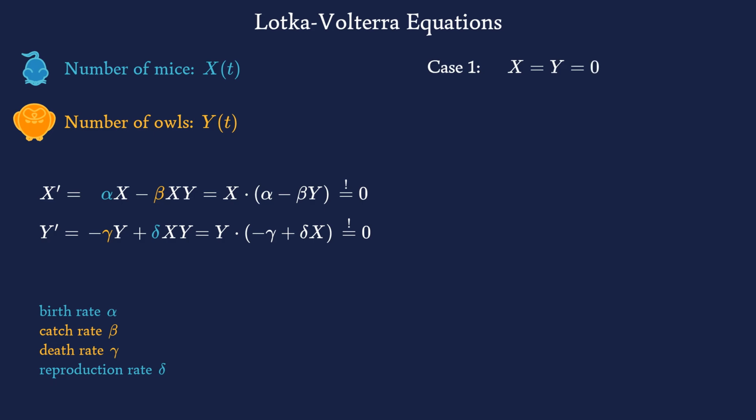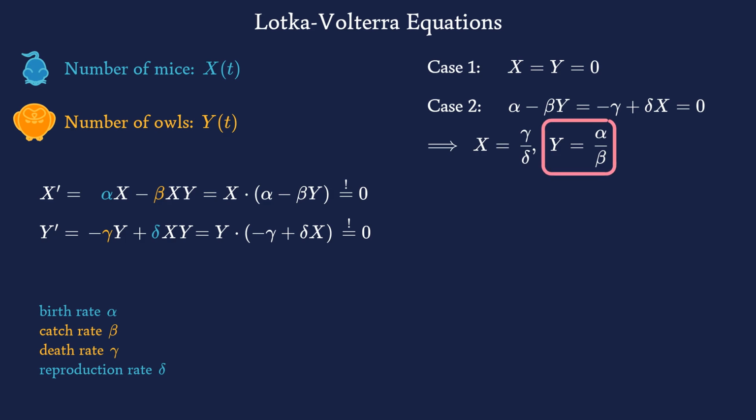While that is actually realistic, the habitat we are looking at could simply not contain any of the animals we want to study, so it is not very intriguing. So let's consider the second case. Here, the second factors must be 0. This means that x must be equal to gamma over delta and y equal to alpha over beta.